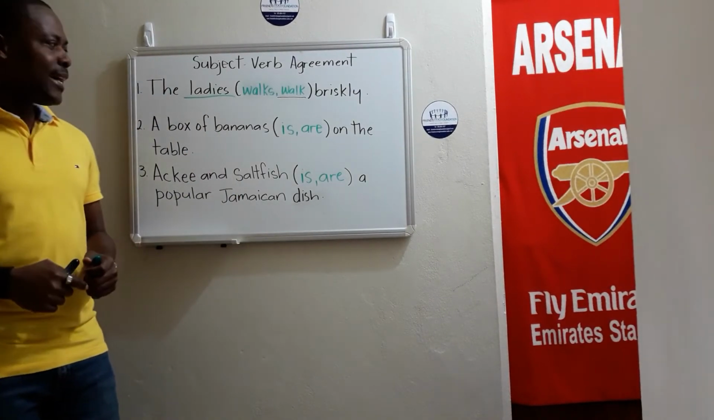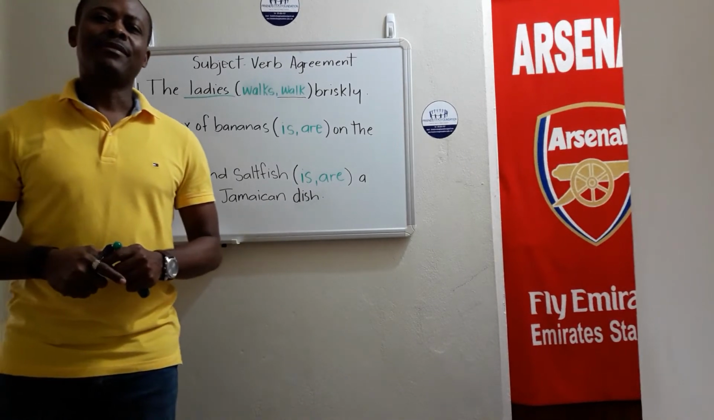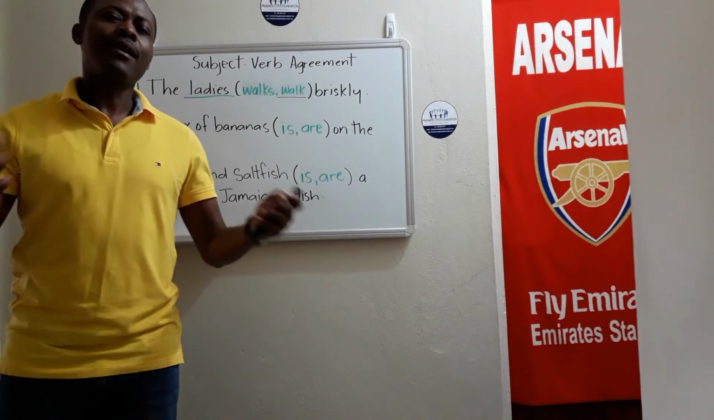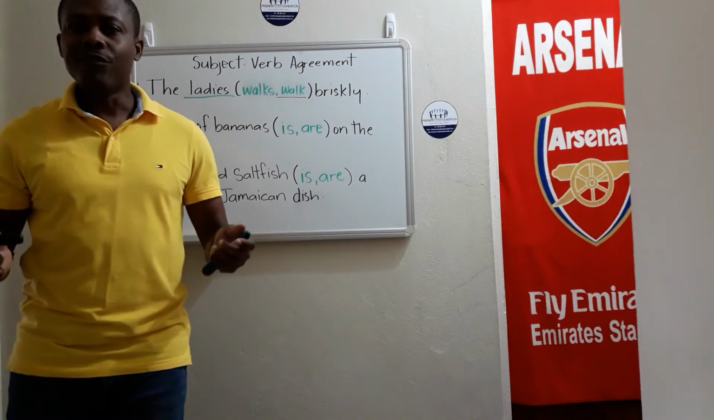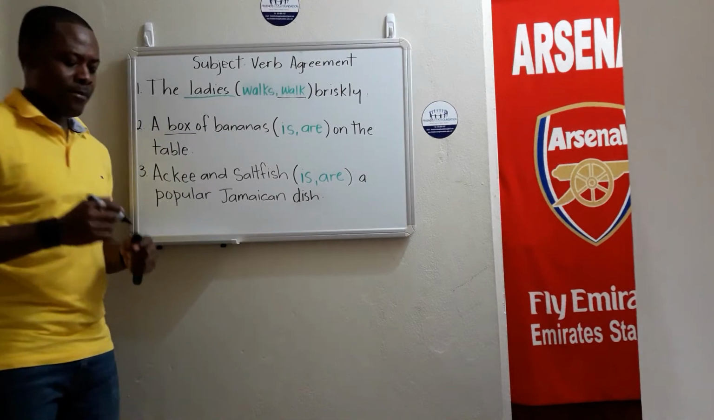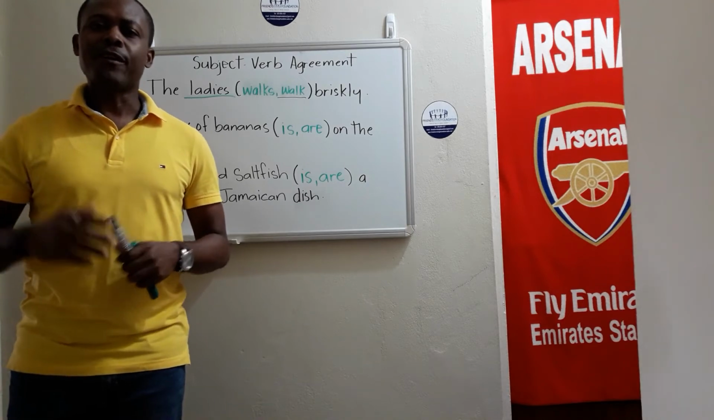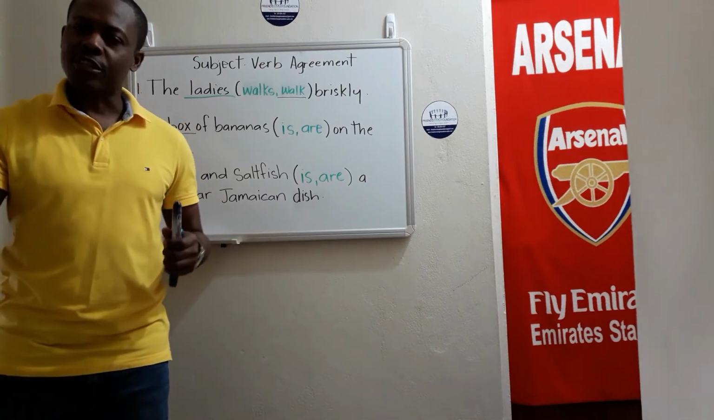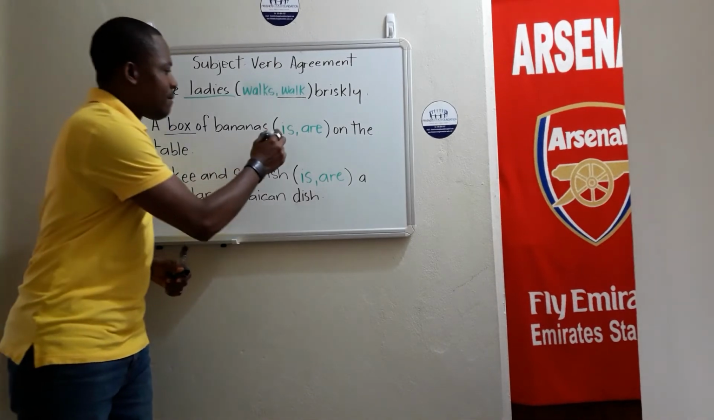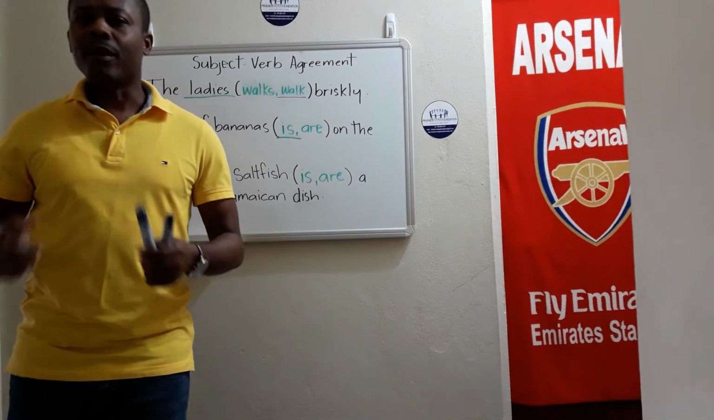A box of bananas are on the table. Again, question the predicate. What is on the table? Obviously, a box. Clearly, a box is singular and therefore must be matched to its corresponding verb, which will then be is. So we say a box is, not a box are.